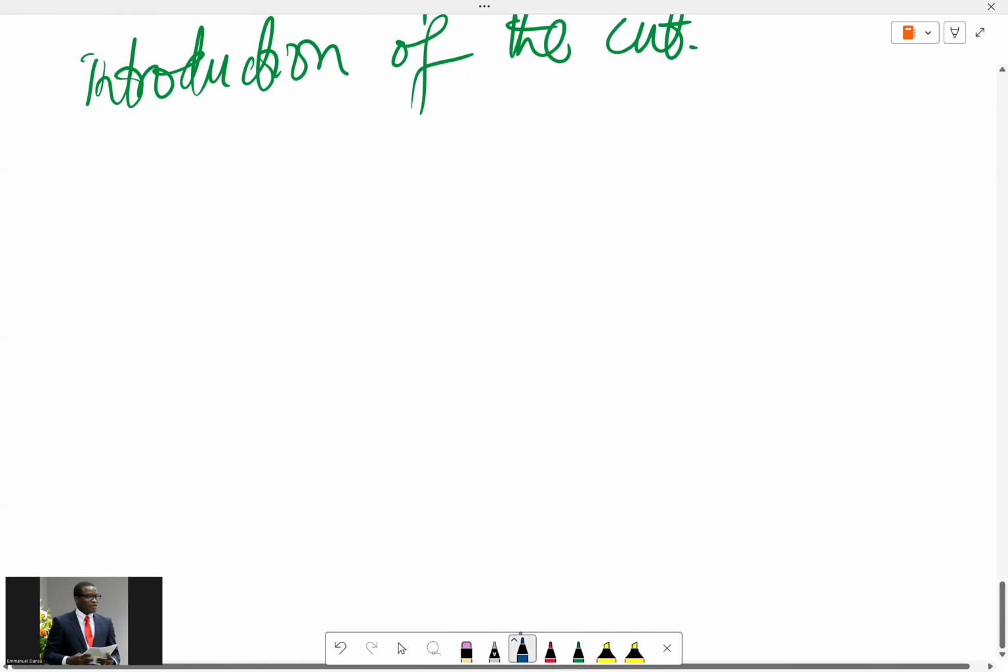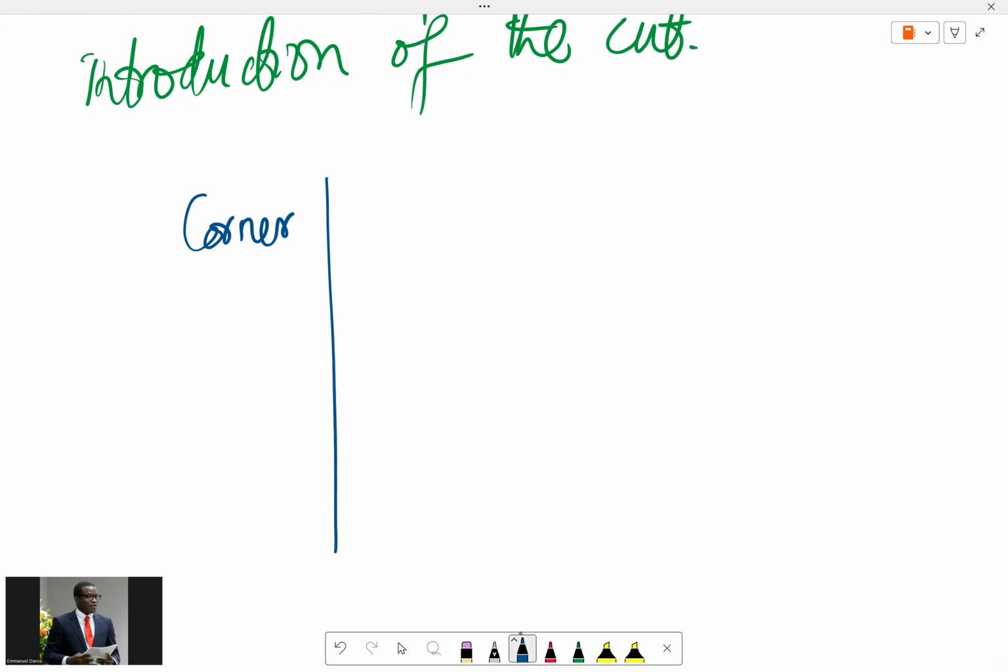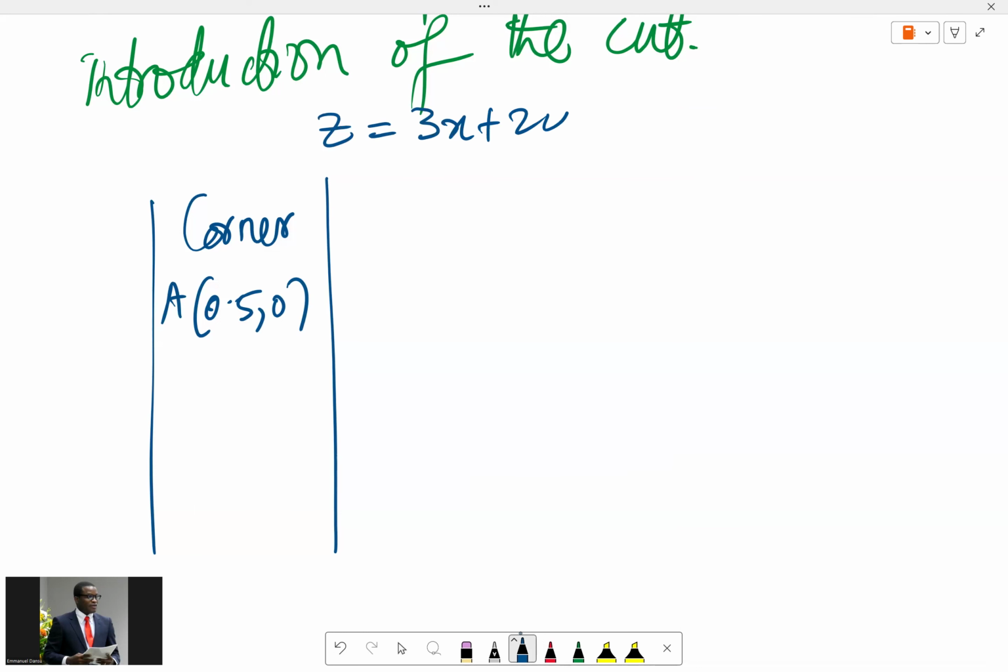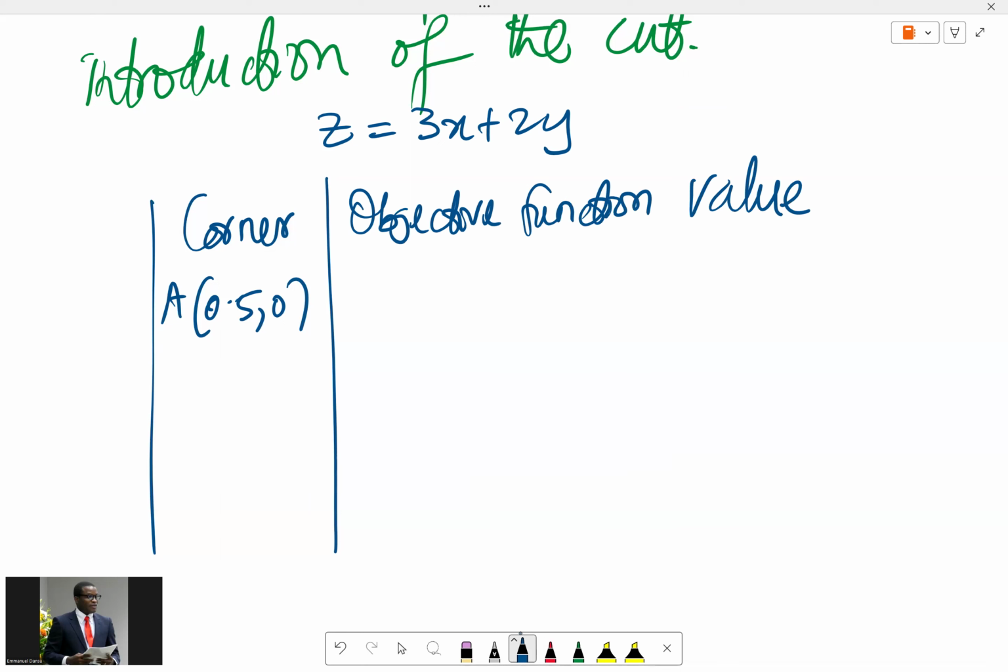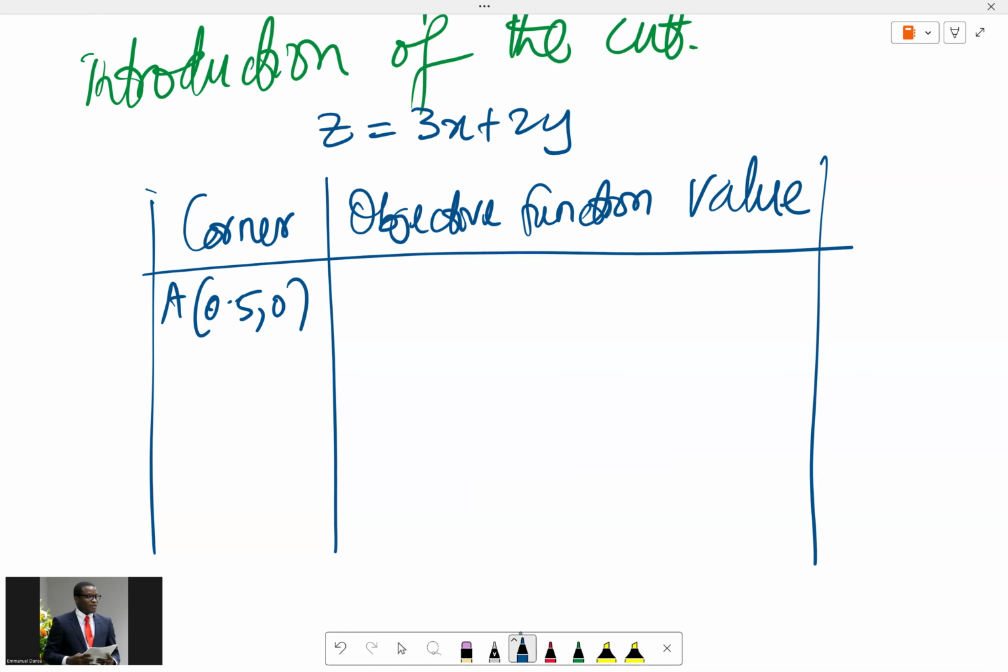So here we have the corner, for instance, 0.5 comma 0. Then what else should we have now? Of course, we already know that the objective function is 3x plus 2y. Then we have the objective function value corresponding to the corner, right?